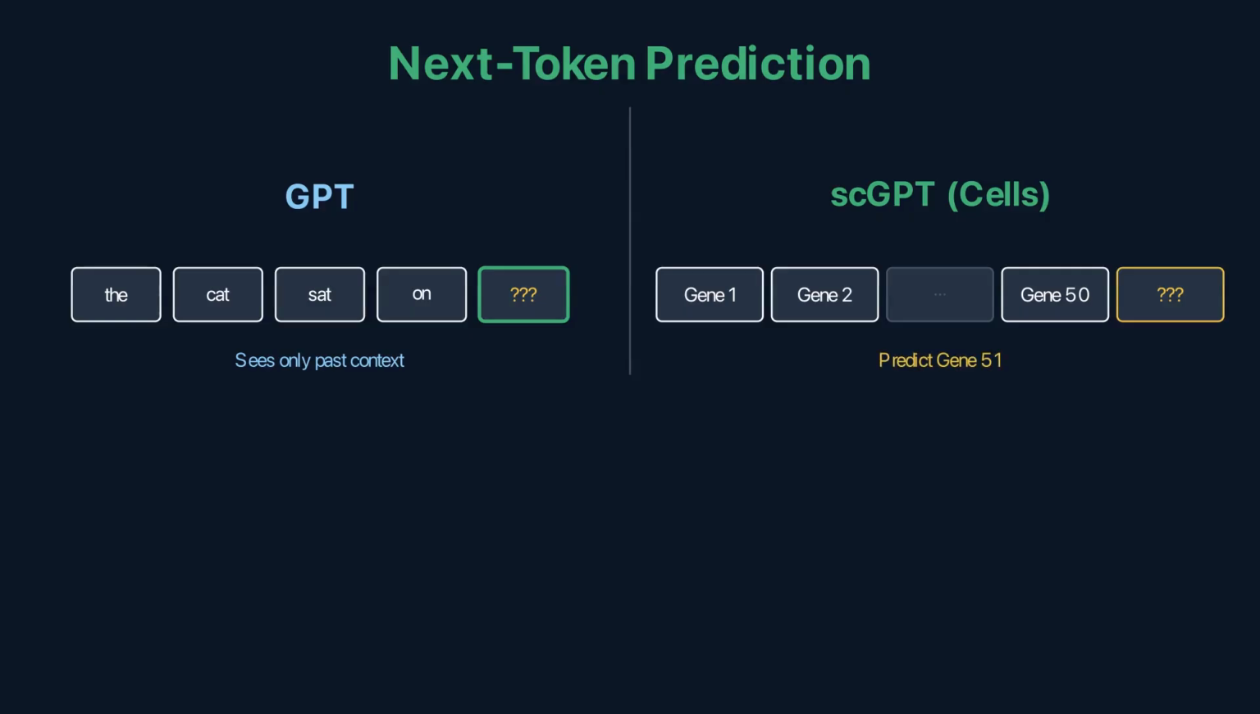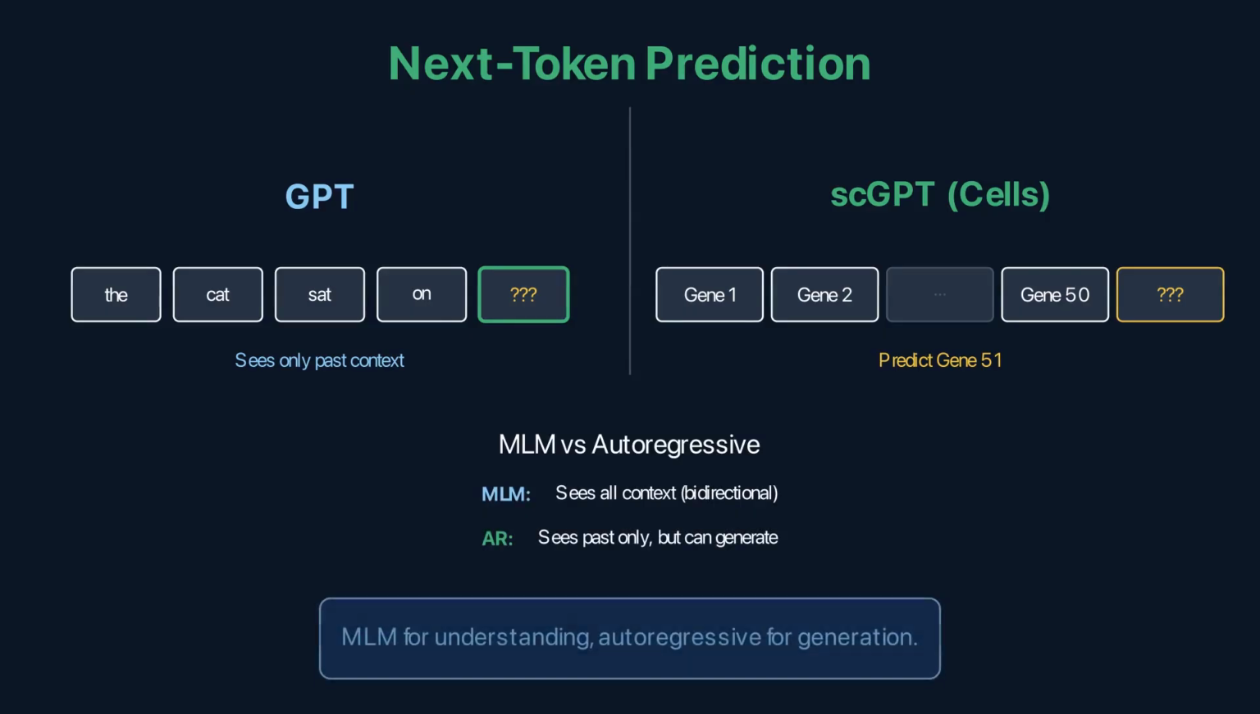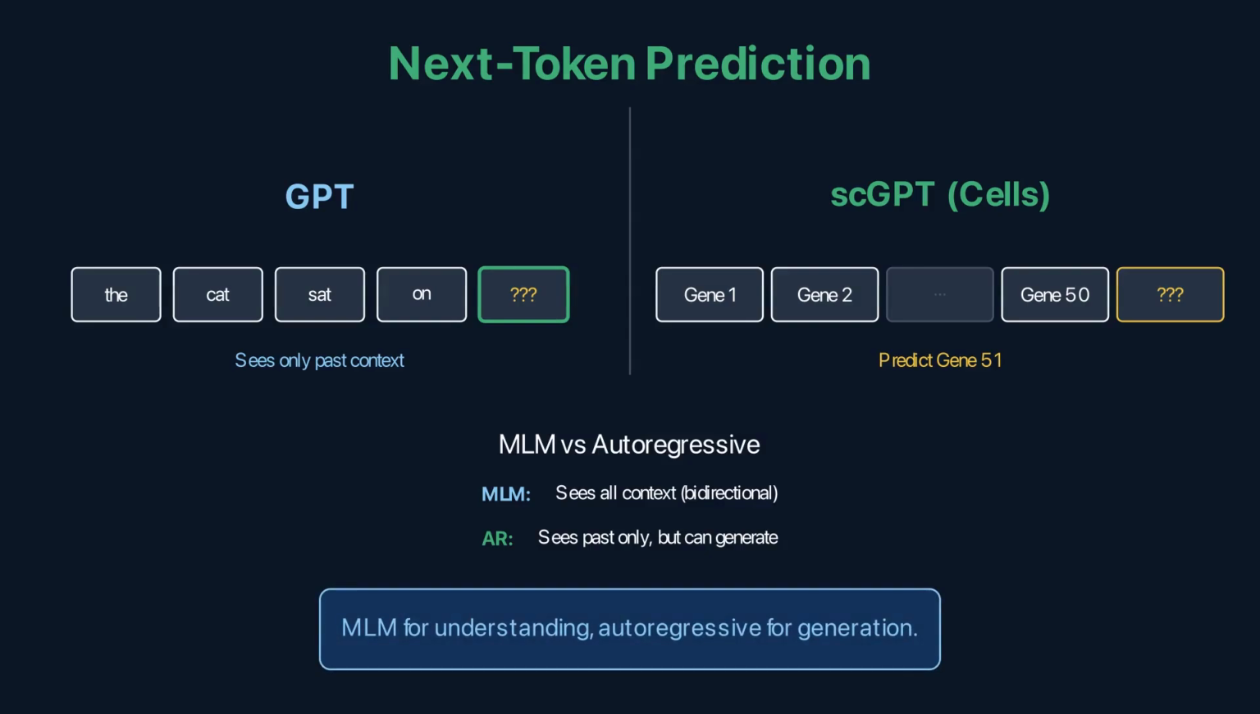The model sees context only from the left; it can't peek at the future. This generates naturally: sample one token at a time to produce new sequences. The trade-off: BERT sees bidirectional context and is better for understanding. Autoregressive sees only past context, but can generate.